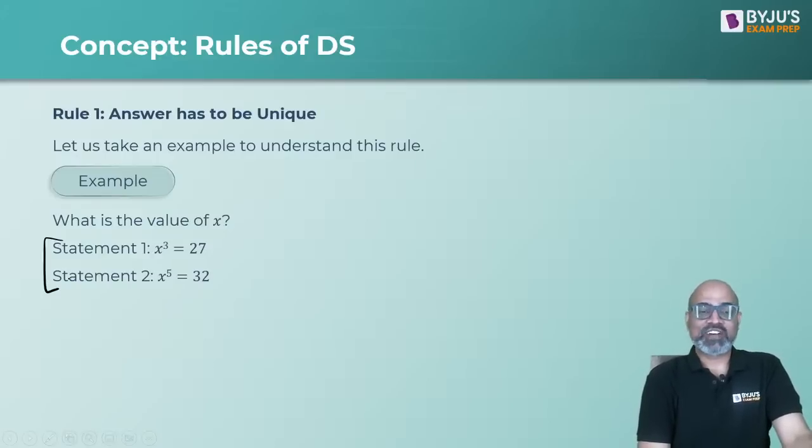Okay, so what is the value of x? Statement 1 gives you x cube is equal to 27. Second statement gives you x to the power 5 is equal to 32. So mark option A, B, C, D, E. Quick, quick, quick.